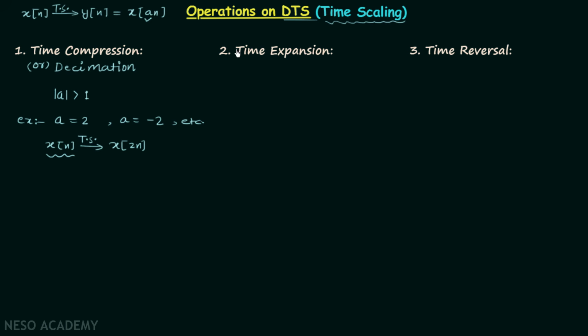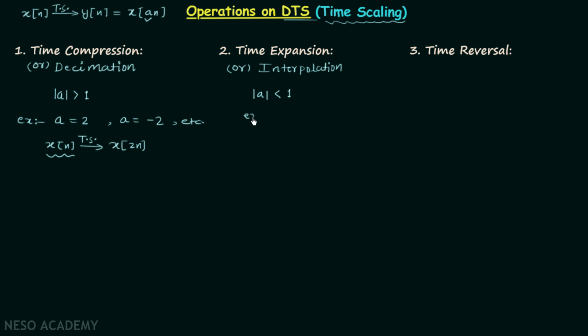Now we will move on to the second type of time scaling, which is time expansion. Time expansion is also known as interpolation, and not only interpolation, it is also known as upsampling. Time compression is known as downsampling and time expansion is known as upsampling. And we will have time expansion as the type of time scaling when mod of a is less than 1.